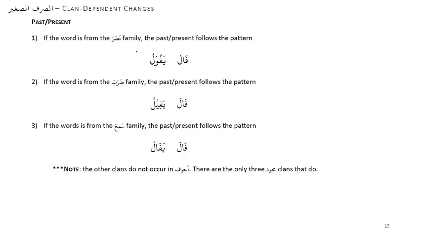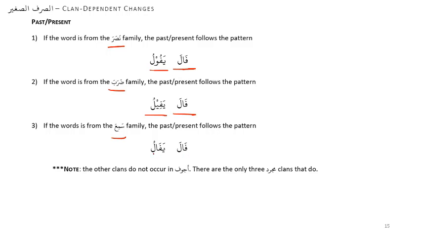Okay, then these are the rules specific to the babs, and the only three babs where we have ajwaf are Nasara, Daraba, and Samia. The other babs don't have an ajwaf situation. So with the other babs, we never have a waw or a ya in the middle. Now with Nasara, the past tense becomes fala and the present tense becomes yafulu. And with Daraba, fala yafilu, and Samia, fala yafalu.